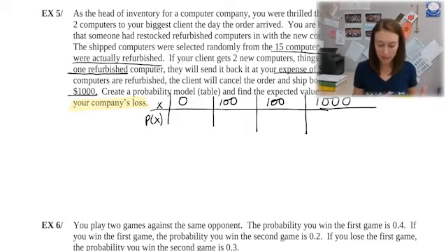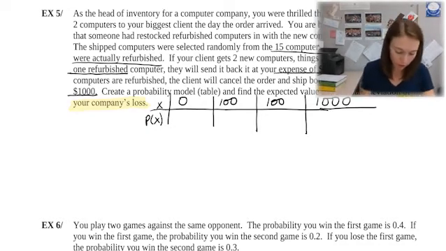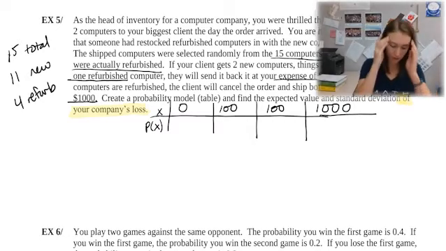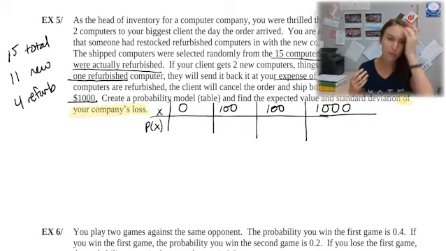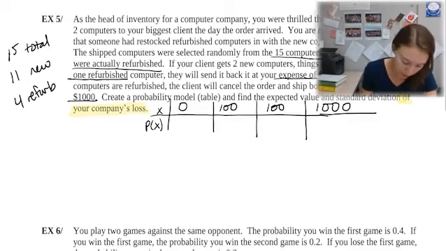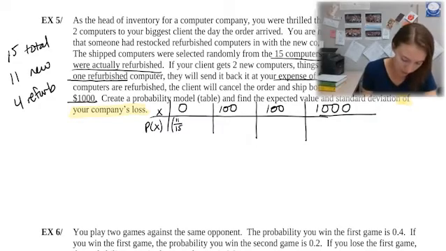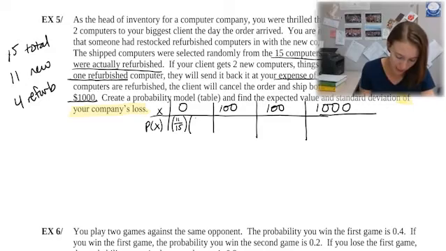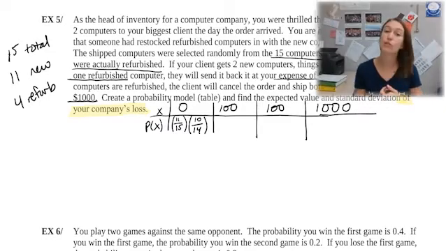So the company will lose $0 if both computers are new. So if I have 15 total computers, 11 new and 4 refurbished, okay? What's the probability that I ship 2 computers that are both new? Well, the first one would be 11 over 15, so there's 11 new out of a total of 15. And then the second one would be 10 out of 14 because we have 1 less computer total and 1 less new computer.